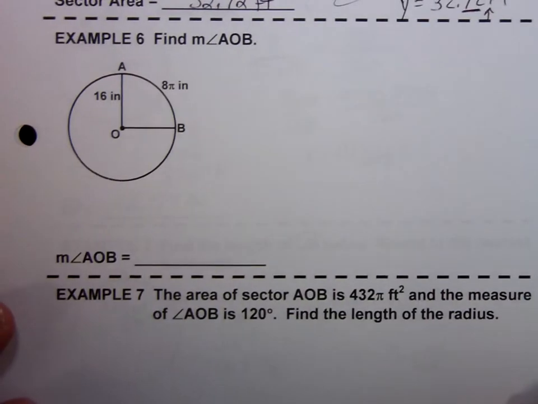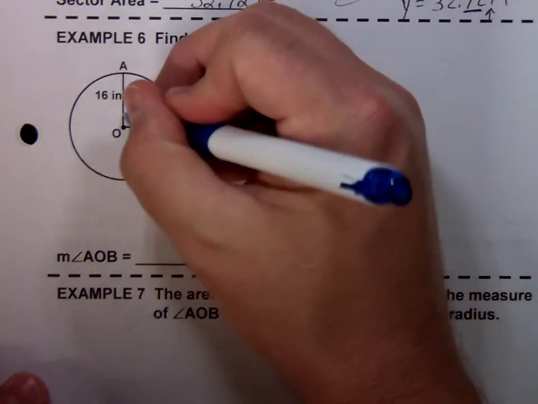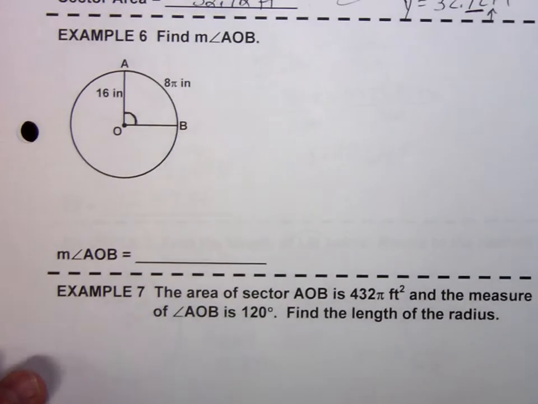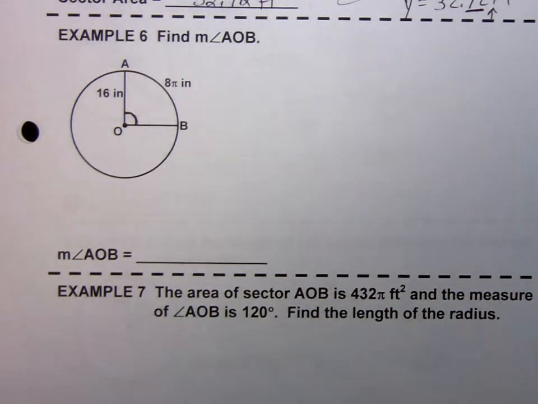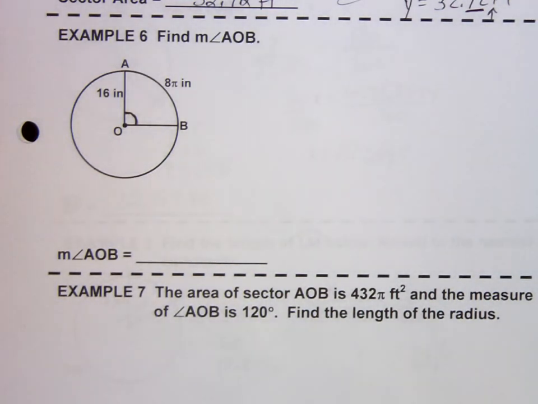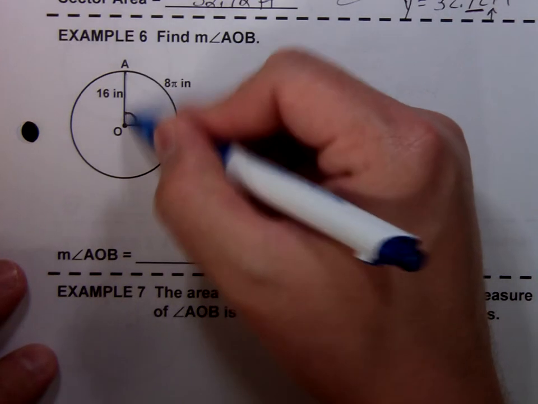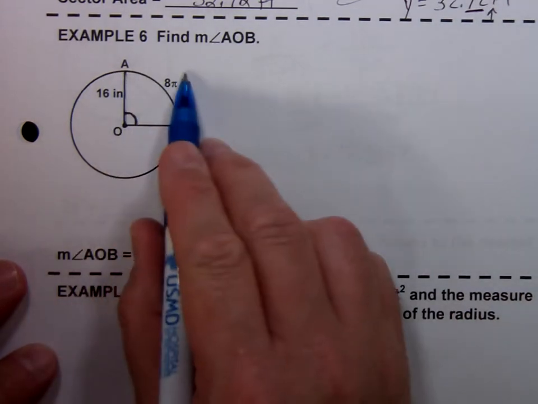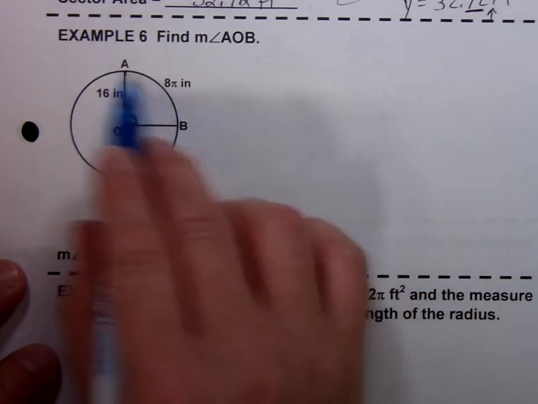All right, let's look at example 6. This says find the measure of angle AOB. I want to find the measure of this angle right here. Now, this is a little different than what we've been doing. Typically, on the previous examples, they've given us the central angle, and we've had to find the arc length or sector area. Well, this time, they gave us the radius, and they gave us this. Notice there's not a degree symbol, it says inches. So this is not a measure of the arc in degrees, this is the arc length.